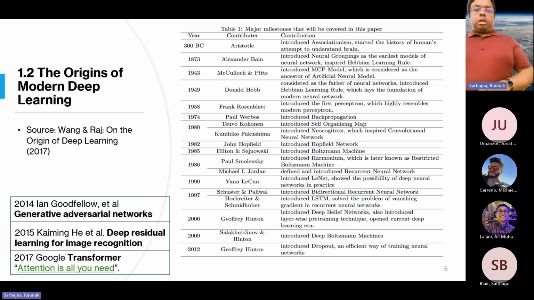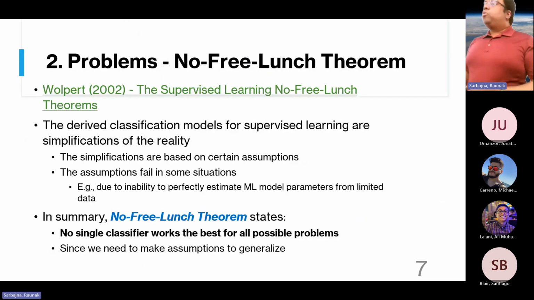So now that we know this, let's move on to the problems that led to the emergence of deep learning, right? So one of the biggest problems is, and Dr. Eick has talked about this in your lectures before, is called the no free lunch theorem. That is, you cannot have a single model that works for every single possible problem that you throw at it.